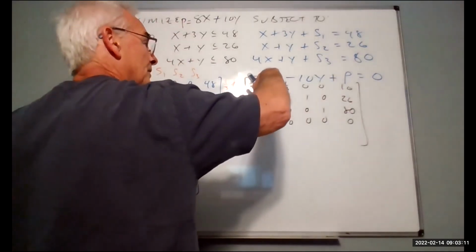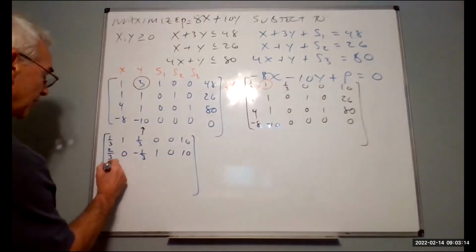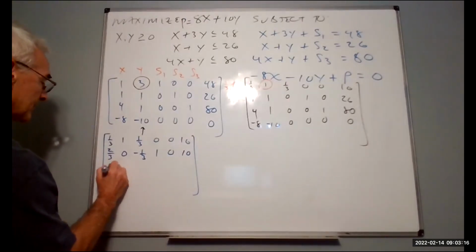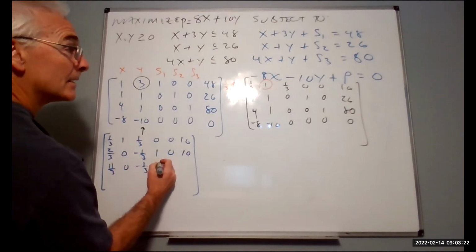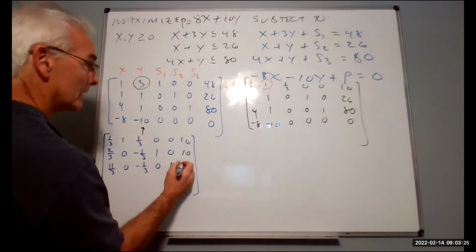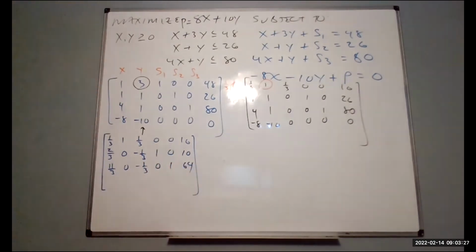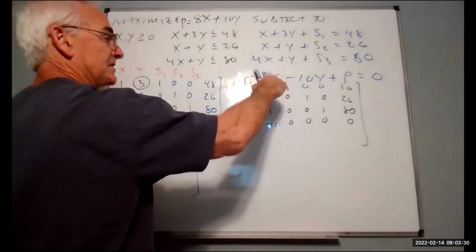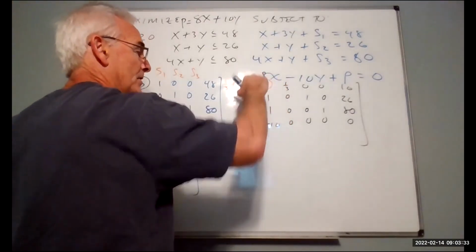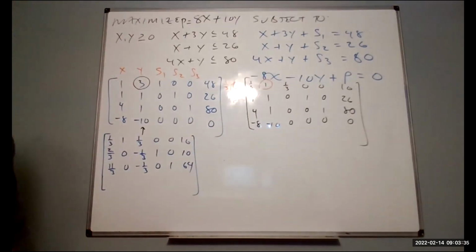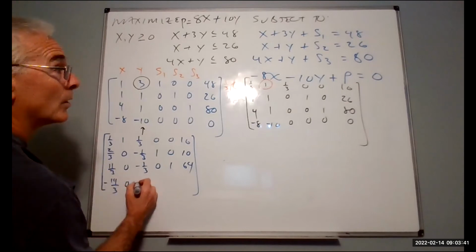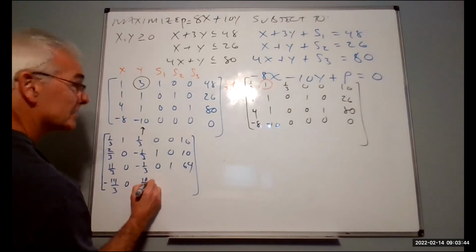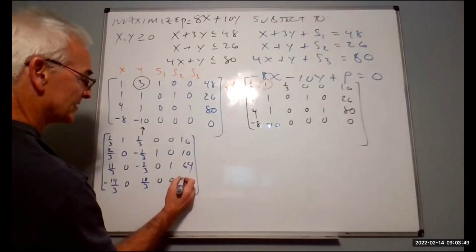Then I'm going to take negative this and add it to this row. So negative 1/3 plus 4, that's going to be 11/3, then 0, then negative 1/3, then 0, then 1, then 64. And finally, I'm going to take 10 of these and add it to here. So 10/3 plus negative 8 would be negative 14/3. And then 0, and then 10/3, and then 0, then 0, then 160.